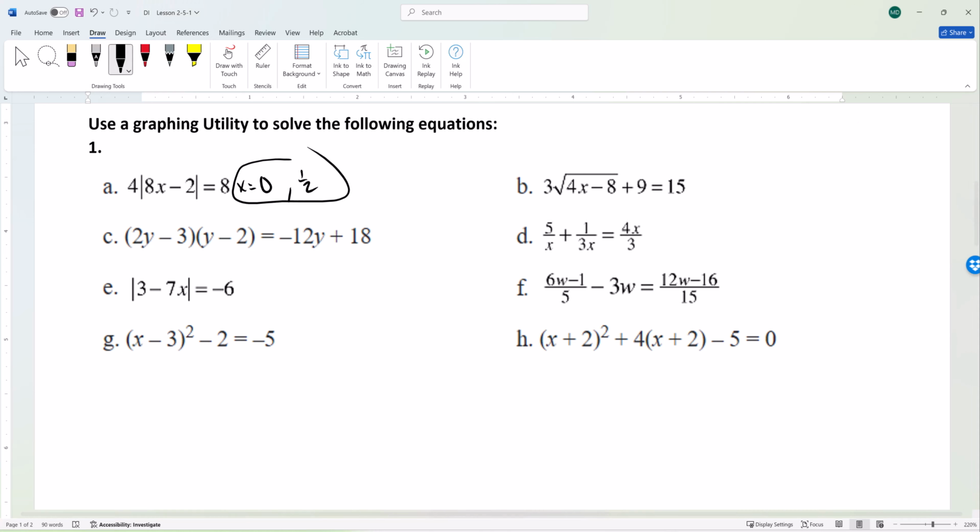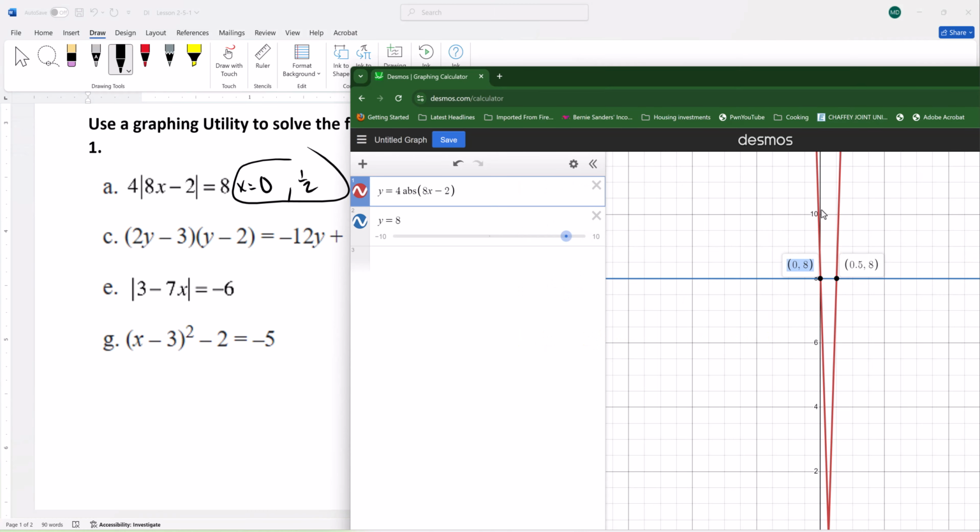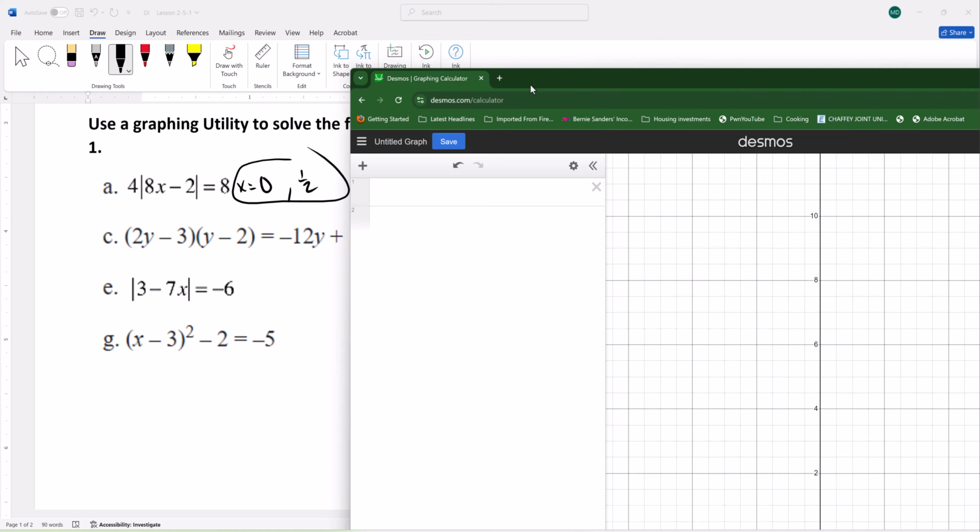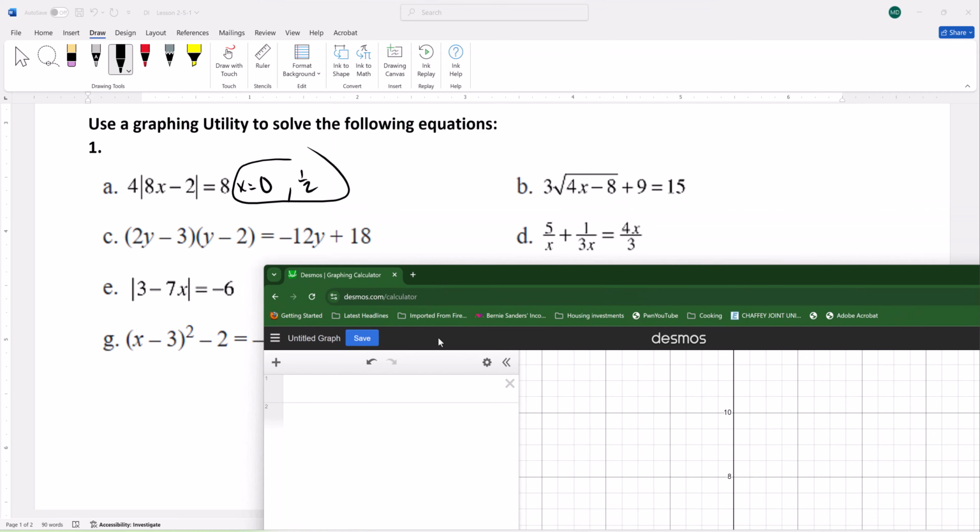And it doesn't matter what the graph is, right? I can do D. So left side, 5 over x plus 1 over 3x.